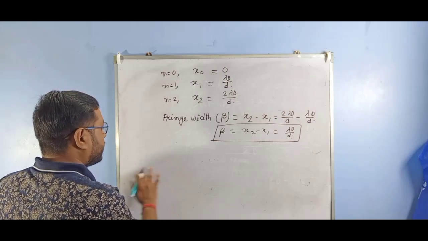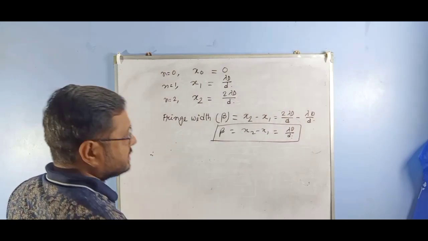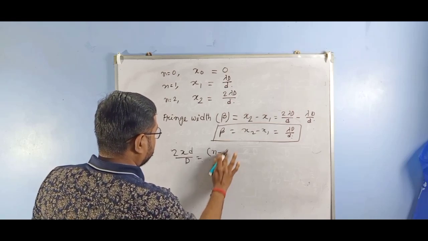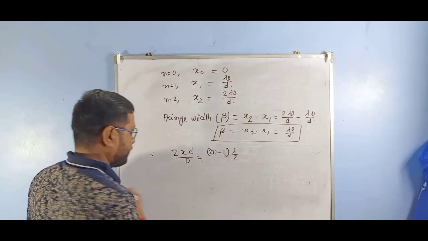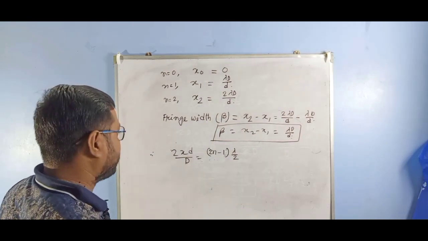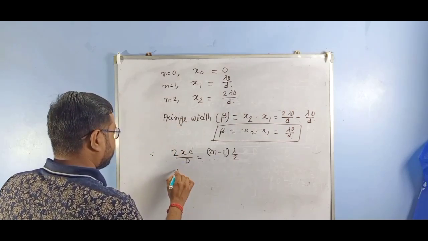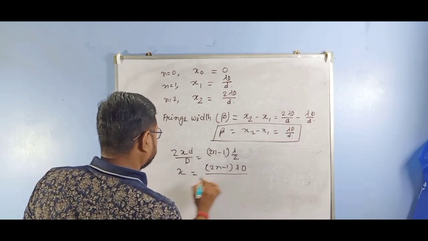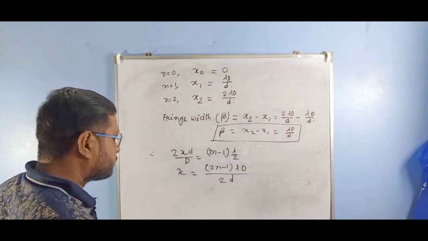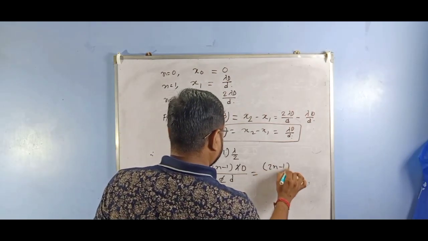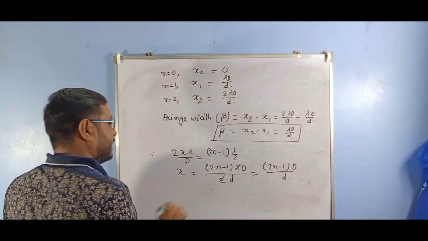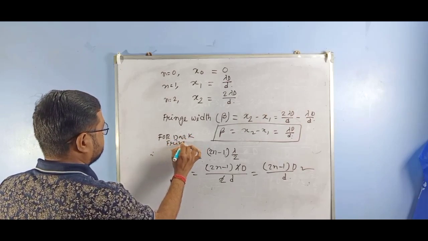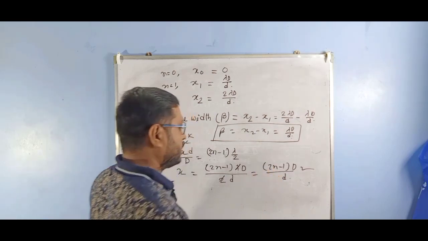Now, for dark band, dark fringe, the path difference is xd by D equal to (2n minus 1) lambda by 2. So here we get x equal to (2n minus 1) lambda D divided by 2d. This is for dark fringe. Here n does not start from 0; n starts from 1.